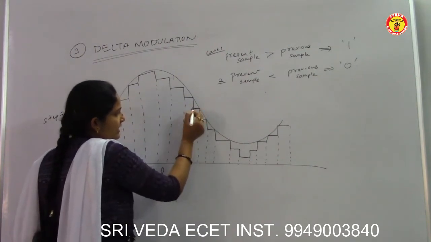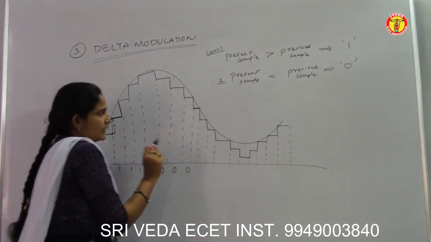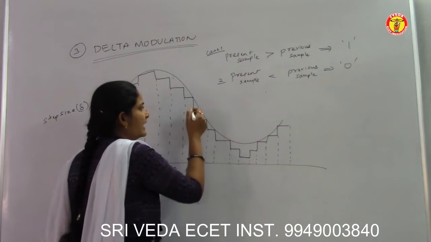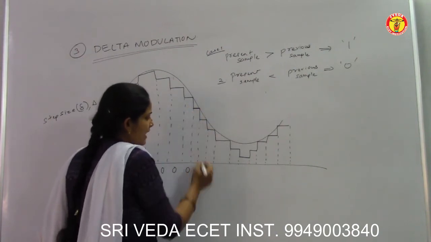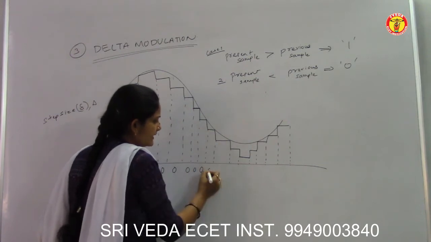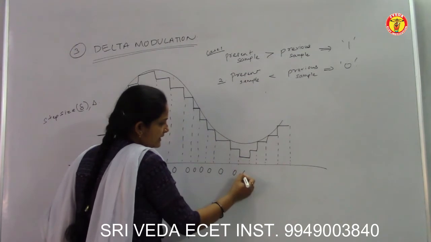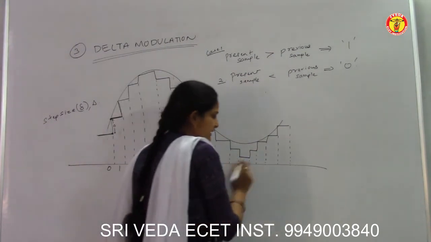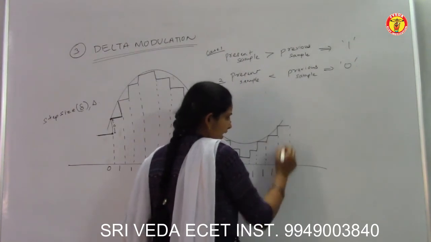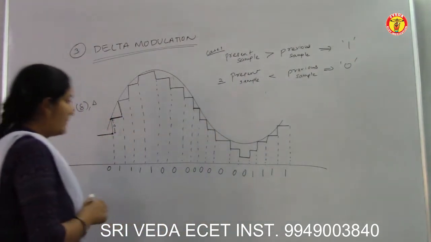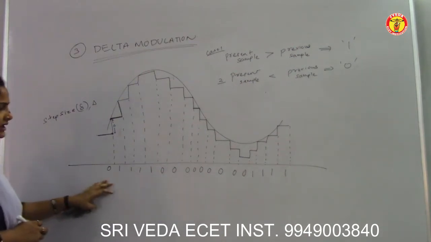It is also reducing because see this my present sample value and this past sample value. When we compare, I have seen that this amplitude has been reduced. So it is 0, again 0, 0, again here 0, 0, and again 0. And from here it has been increased, 1, 1, 1, and again 1. So by using this delta modulation, I am getting this digital signal, digital data here.